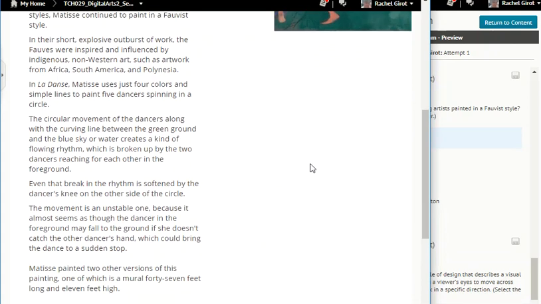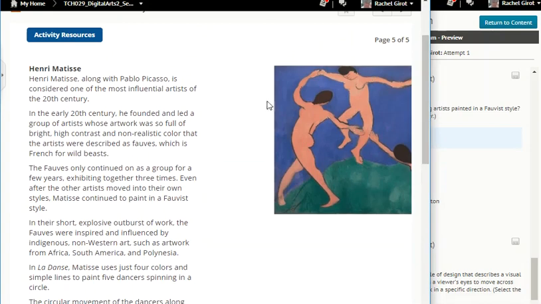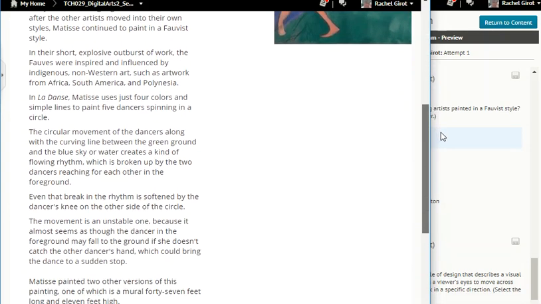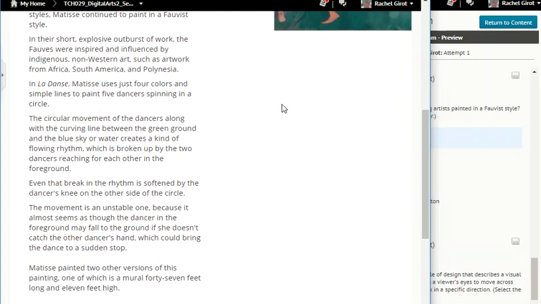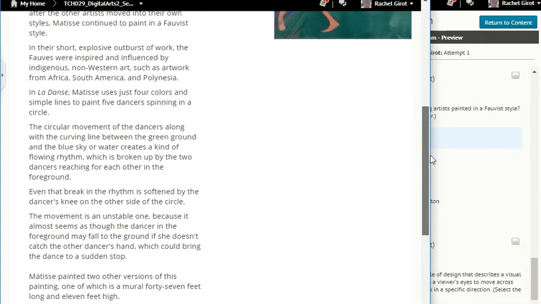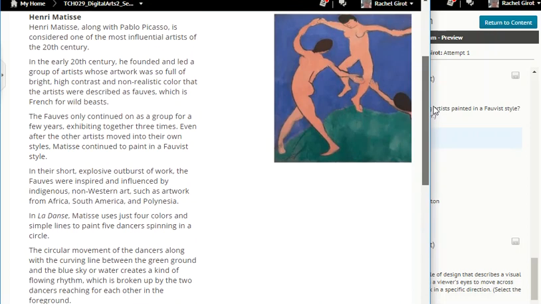In their short, explosive outburst of work, the Fauves were inspired and influenced by indigenous, non-Western art, such as artwork from Africa, South America, and Polynesia. You can see that influence here, right? In La Danse, Matisse uses just 4 colors and simple lines to paint 5 dancers spinning in a circle. The circular movement of the dancers, along with the curving line between the green ground and the blue sky or water, creates a kind of flowing rhythm, which is broken up by the 2 dancers reaching for each other in the foreground. You see that?